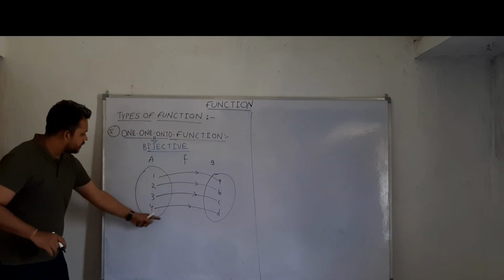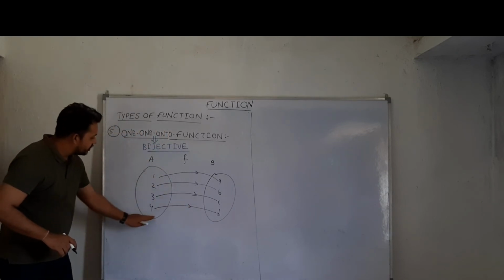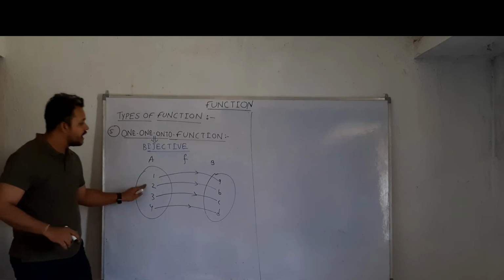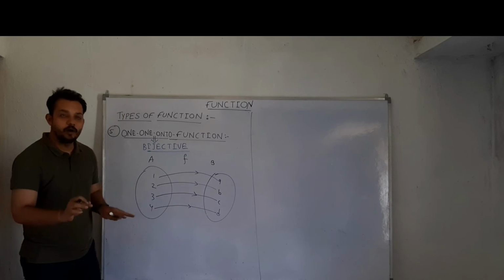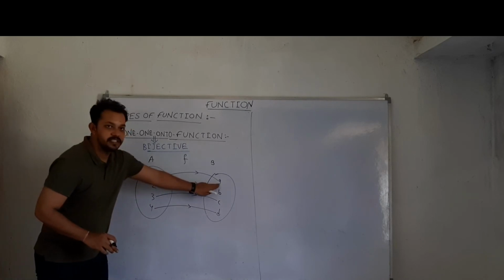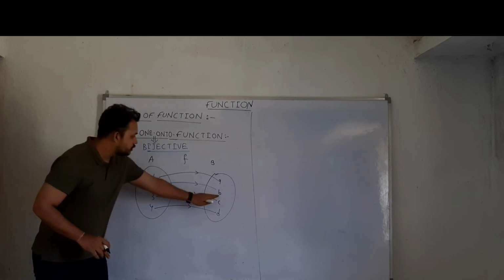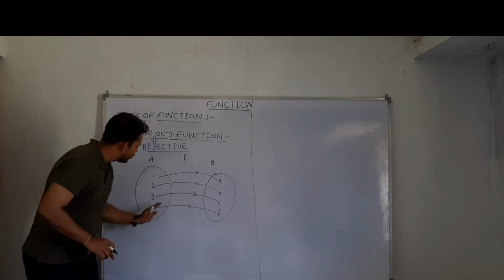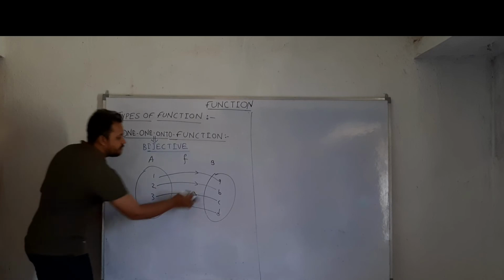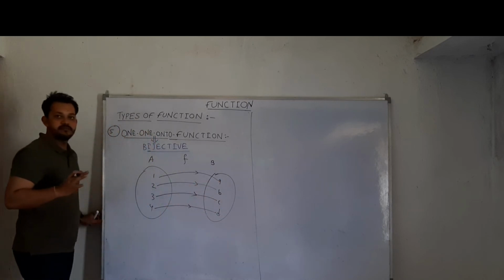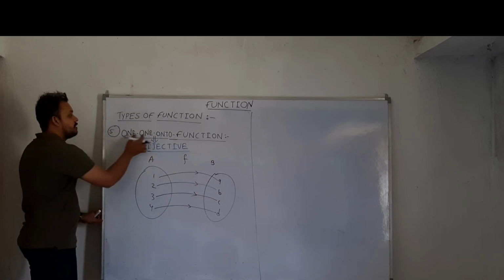Now you can see here that every element of the domain has a different image. Different image how? For 1 we have image A, for 2 B, for 3 C, for 4 D. That means all the elements have different images. That means it is a one-one function.